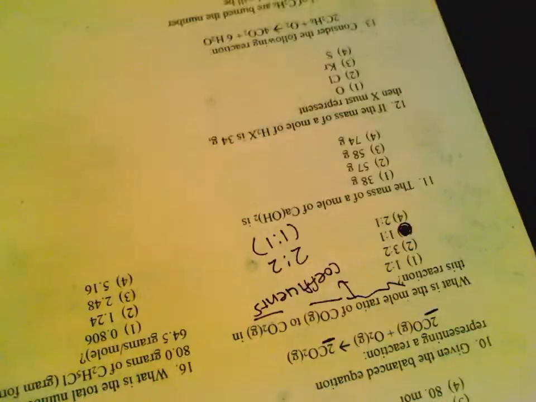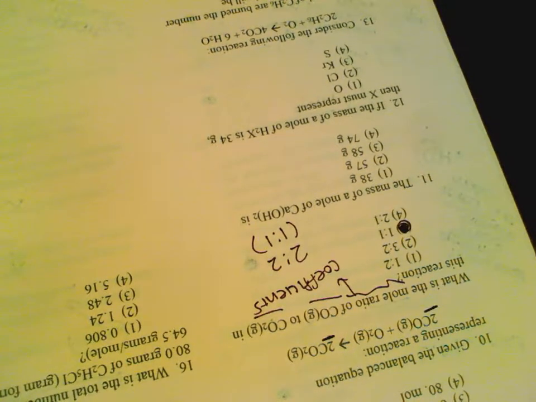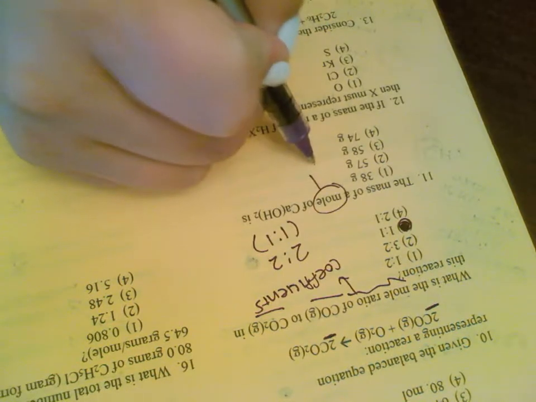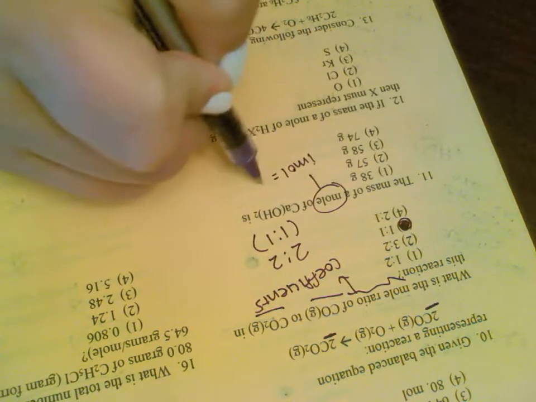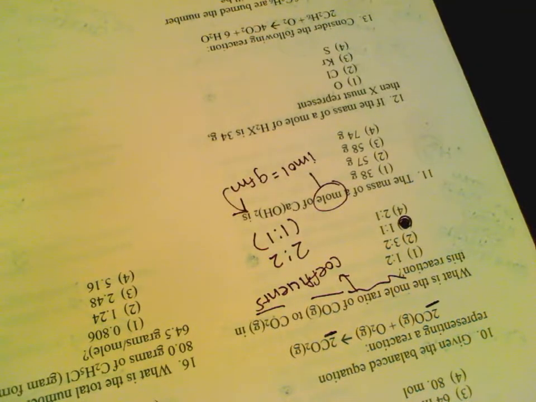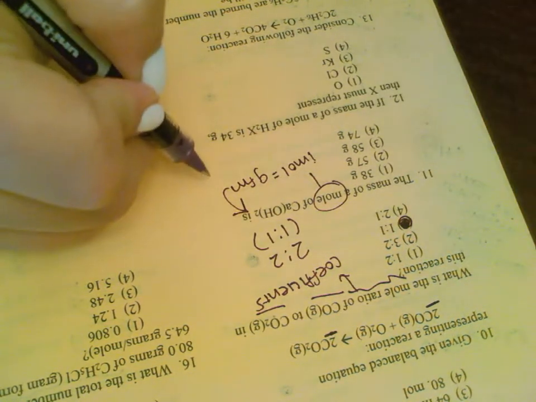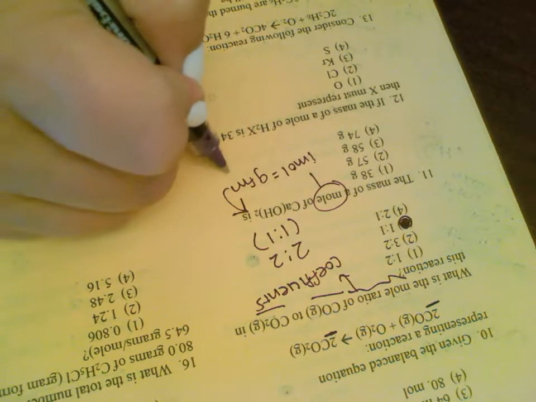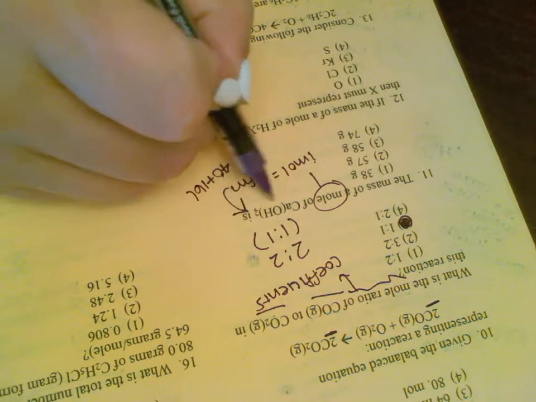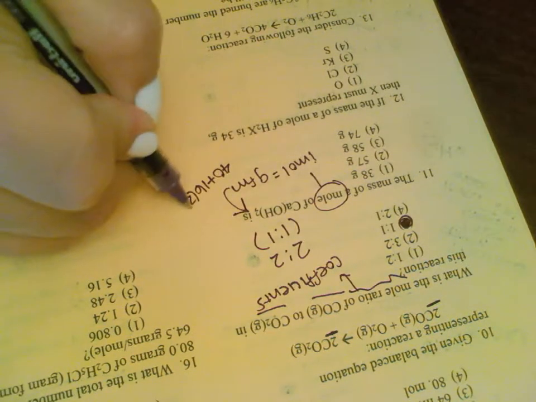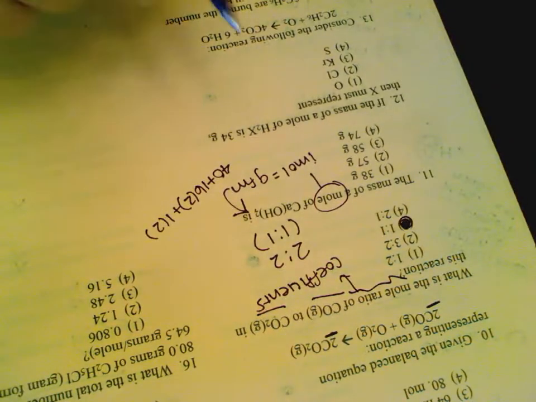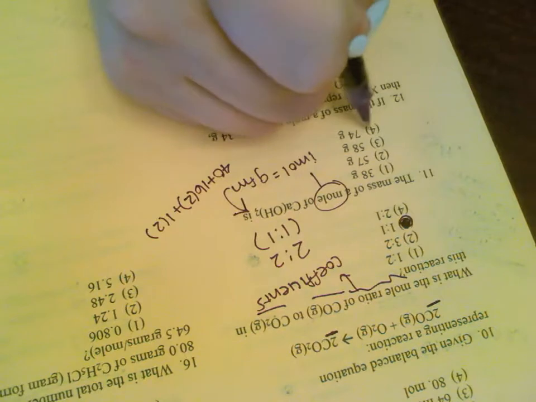Number 11, the mass of a mole of CaOH2 is. So remember, if you have the mass of a mole, so 1 mole is always equal to just the gram formula mass. So I'm going to figure out what the gram formula mass is of that CaOH2. So I'm going to look at my reference table. Ca has a mass of 40 plus O has a mass of 16, but you actually have 2 of them because that would distribute. So 16 times 2 plus H has a mass of 1, but times 2. And I'm going to get for that one 74. So choice 4.